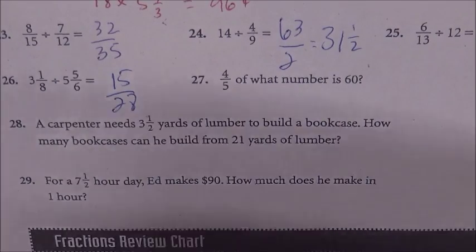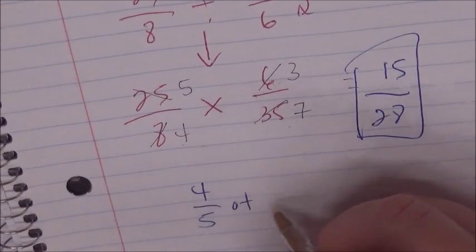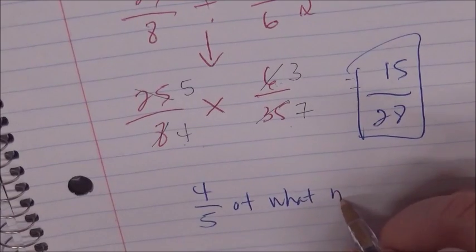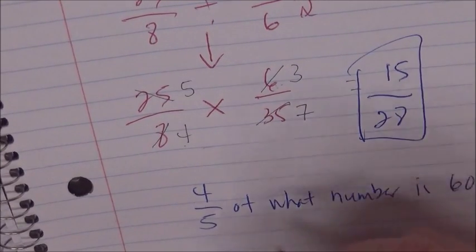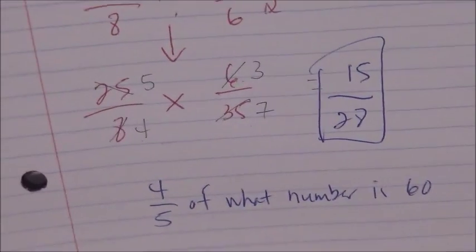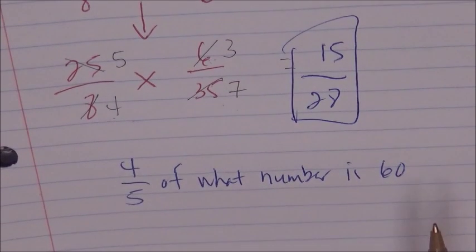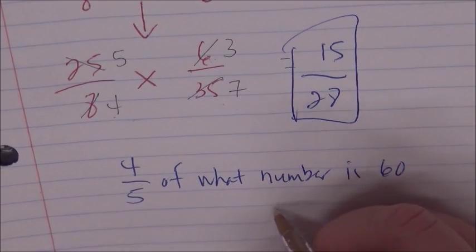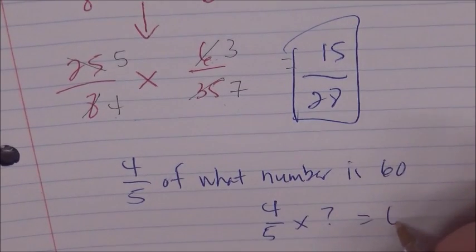Now number 27 says, 4/5 of what number is 60? Well, if 4/5 of this number is 60, that means the number has to be bigger than 60, right? So let's see. This means multiplication. So I have 4/5 times some number is equal to 60.